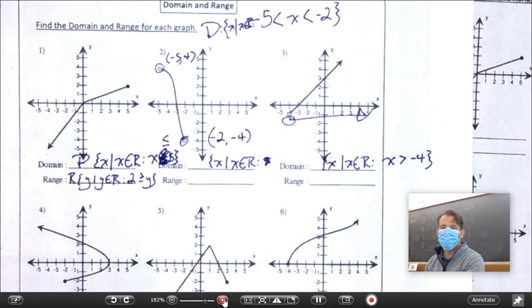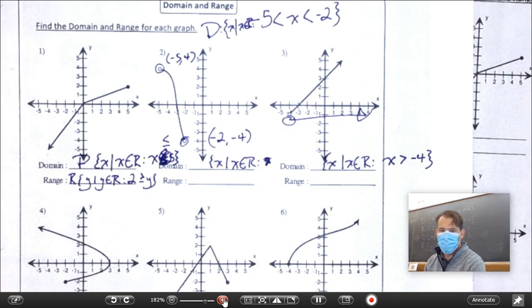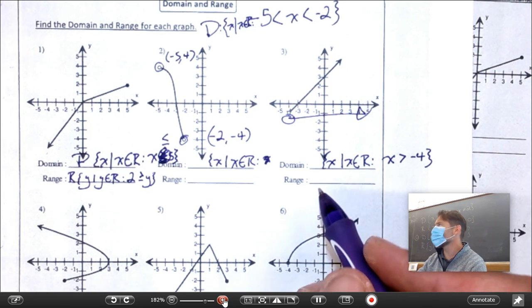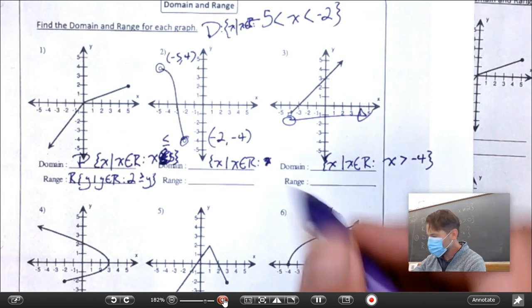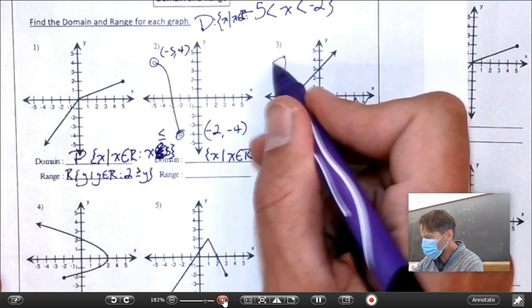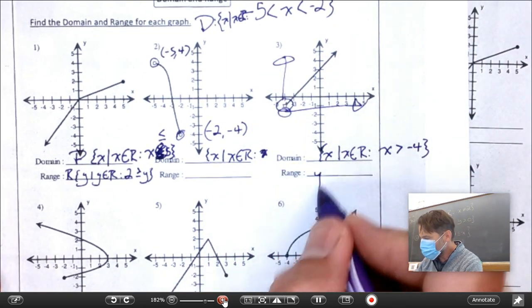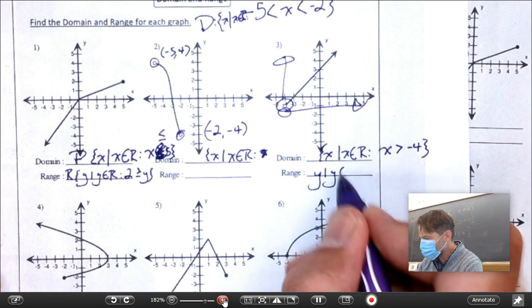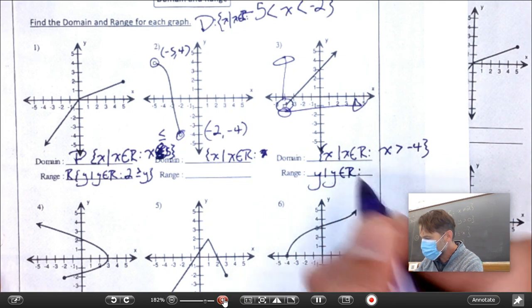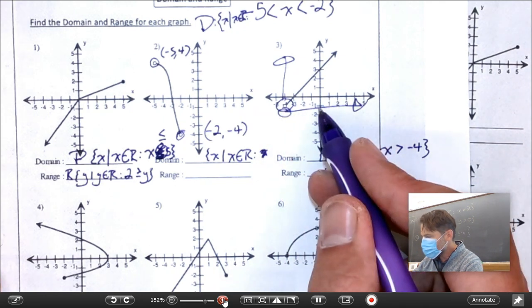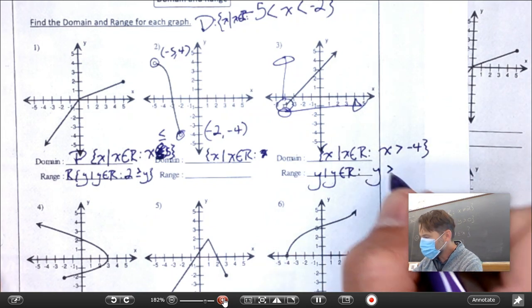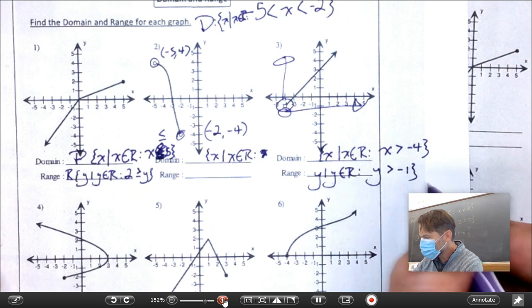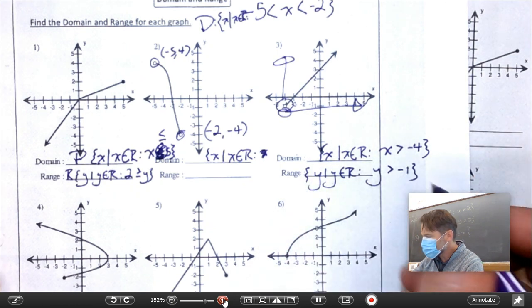What about the range for that one? Why didn't you put in the range? Oh, because we're short on time. That's why I didn't do the range. So down here, the range is going to be from here up, right? So y is a set of numbers such that y is of the reals and y is greater than -1. There's my statement for the y values there.